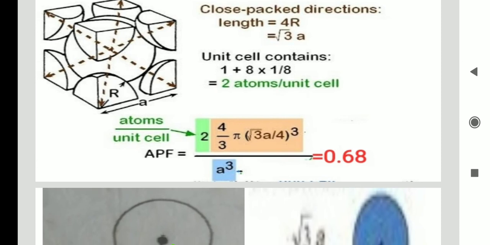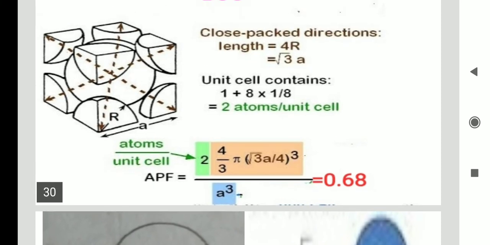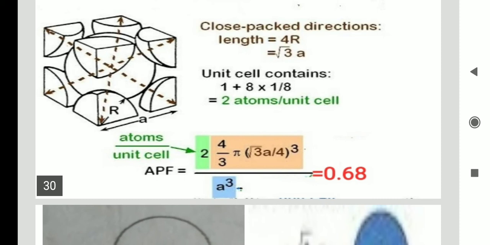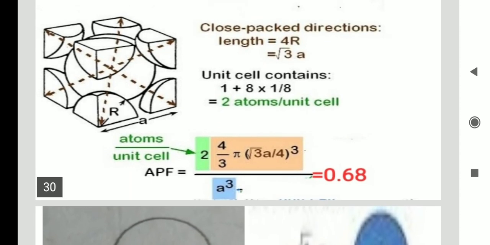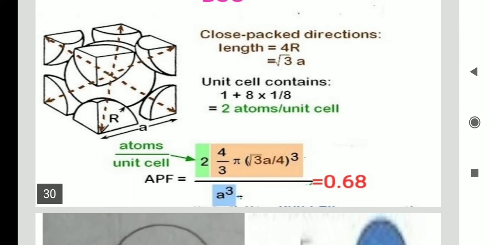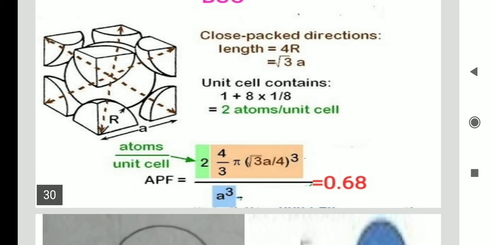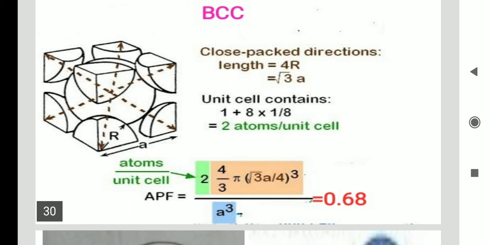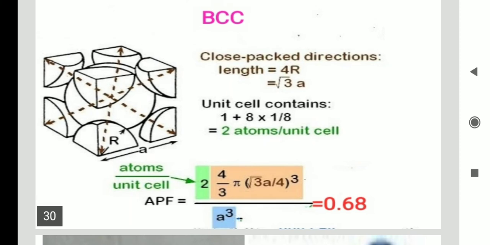Therefore APF value is what? 2 into 4 by 3 into pi r cubed, divided by root 3a by 4 whole cubed. Simplify and simplify, then you will get 0.68. The percentage is 68%. Which elements? Chromium, sodium, iron, tungsten. These elements will show this particular characteristic. So this is about the BCC, body centered cubic structure.